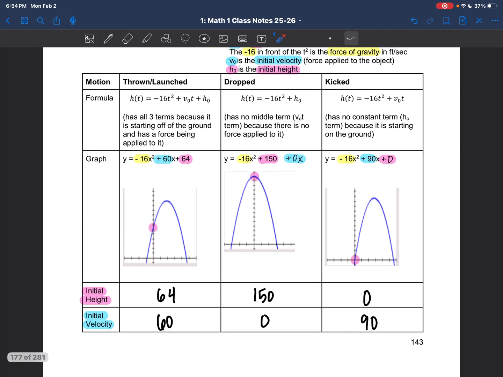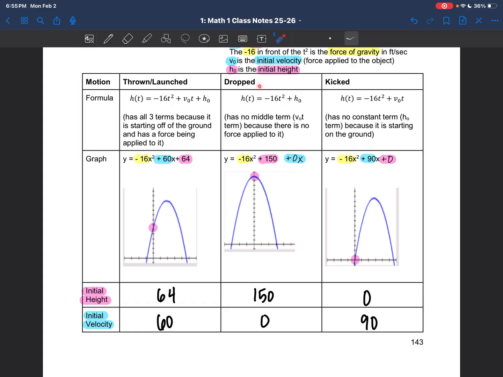So right now we're looking at this equation, and it has all three terms because it's starting off the ground and it has a force being applied to it. So in this case, it starts here at 64, and it has a force of 60 being applied. And if you look here, initial height 64, and the initial velocity or the force is 60, which is x here. So it's just interpreting what's happening.